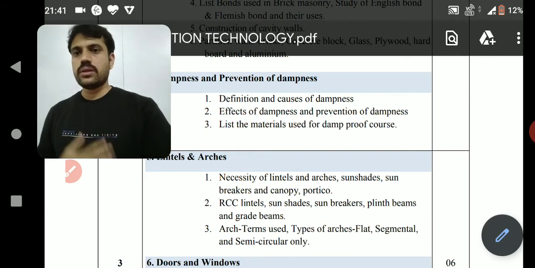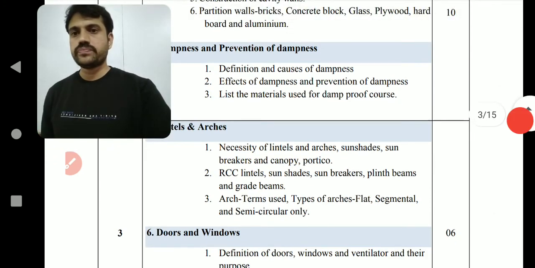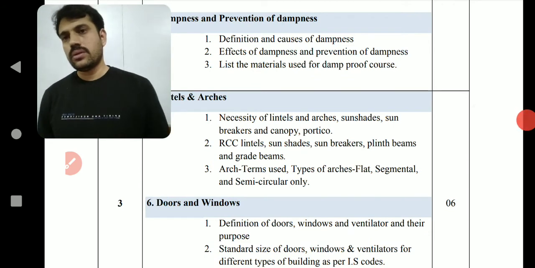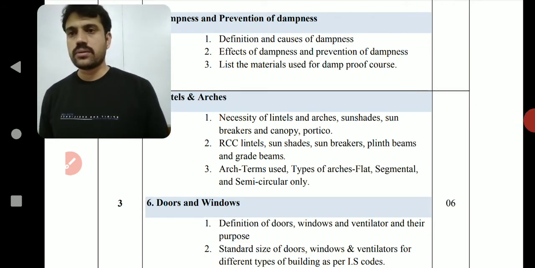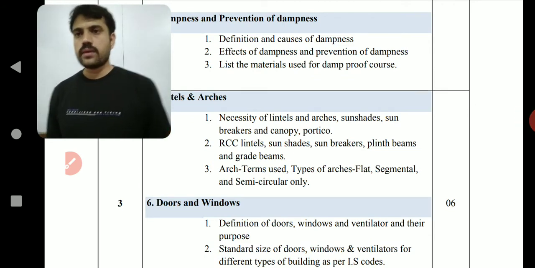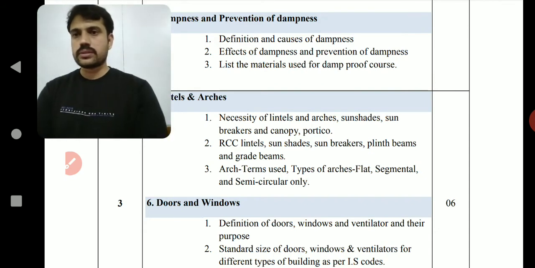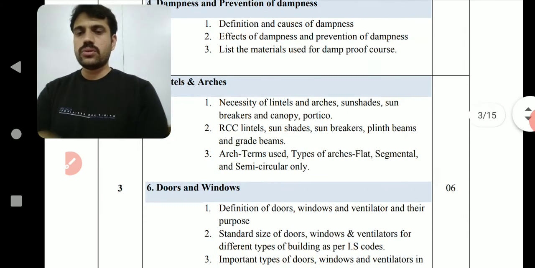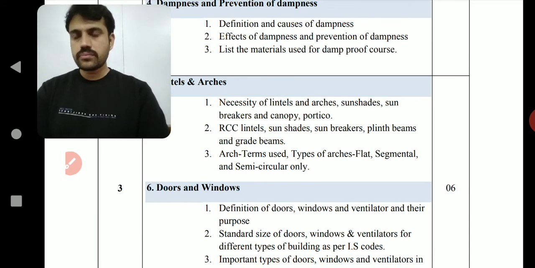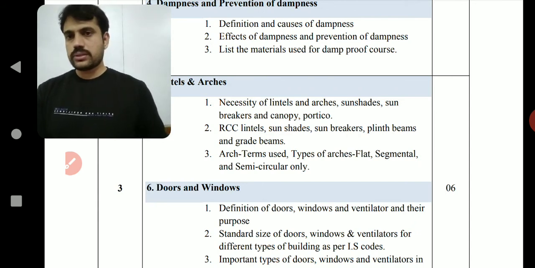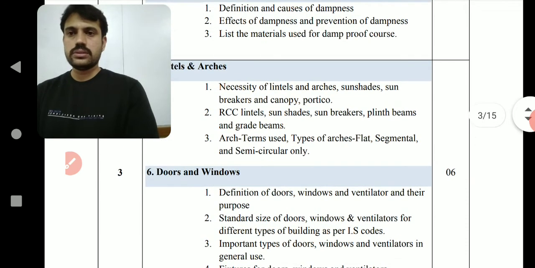Necessity of lintels, arches, sunshades, canopy, portico. There are different what we call parts of structural members. So we'll go on to study one by one. And there are different types of lintels based on the materials. So we'll go on to study later on. And then types of arches, that's also we'll learn at a later stage.